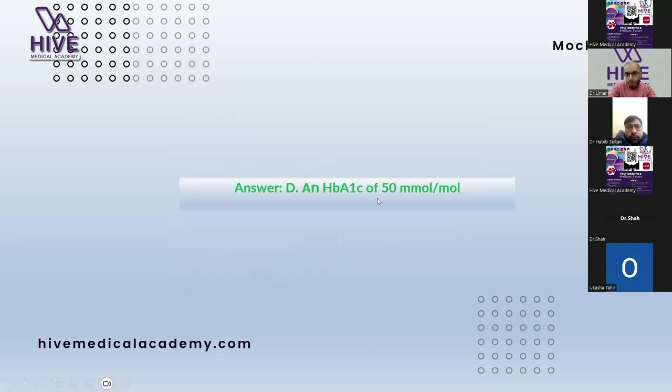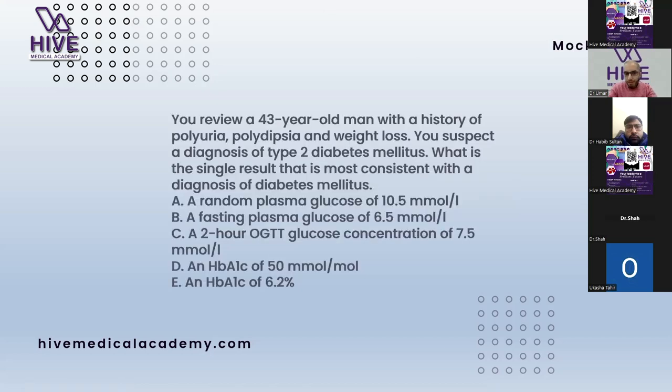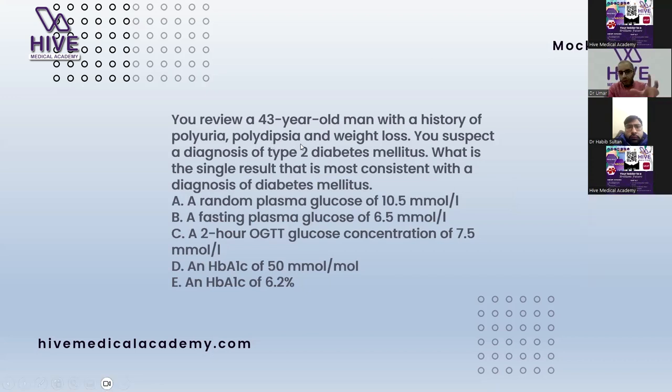If my screen will move. Correct answer is option D, HbA1c of 50 millimoles per mole. So what were the key features in this question? So obviously talking about diagnosis of diabetes, how are you going to know?